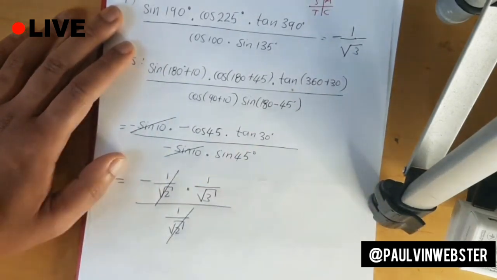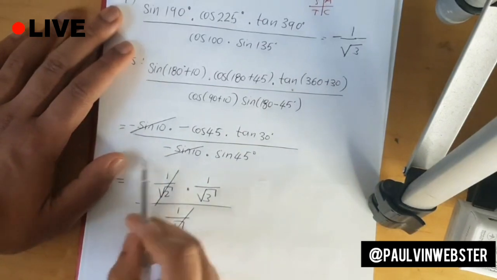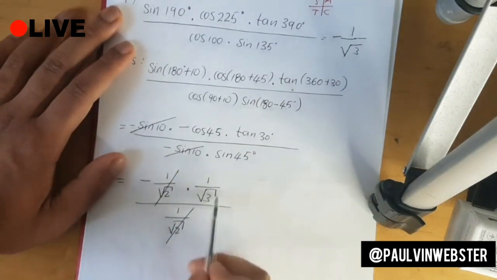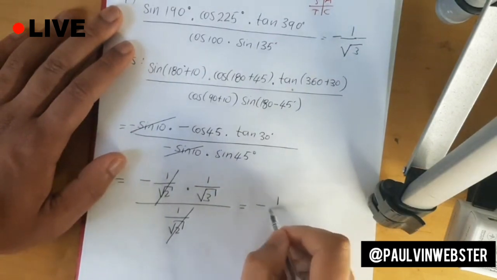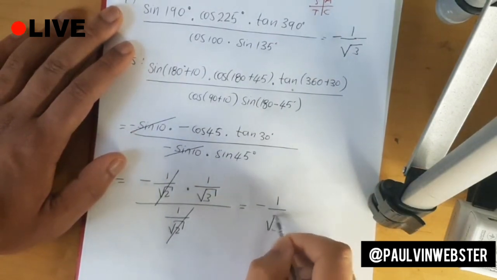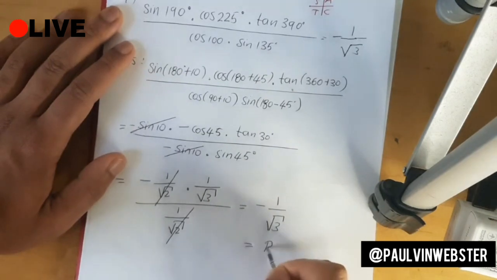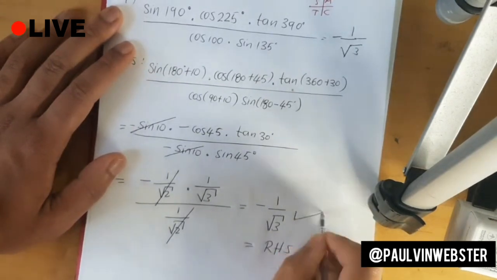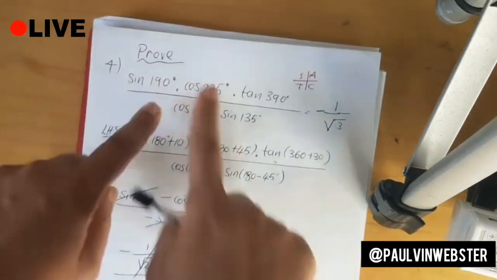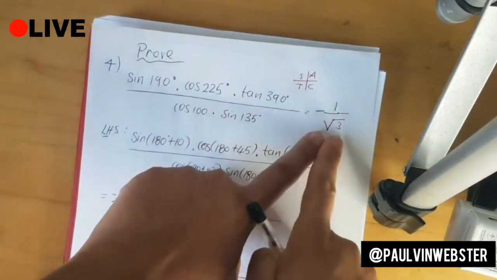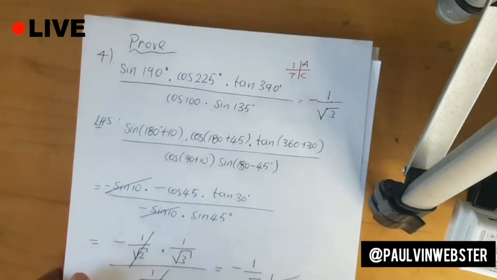This and this is going to cancel, so it's negative 1 multiplied by 1 over square root of 3, which is equal to negative 1 over square root of 3, and this here is equal to your right hand side. This is going to be your final answer, and we've proven that the left side here, all of this mess, is equal to negative 1 over square root of 3.